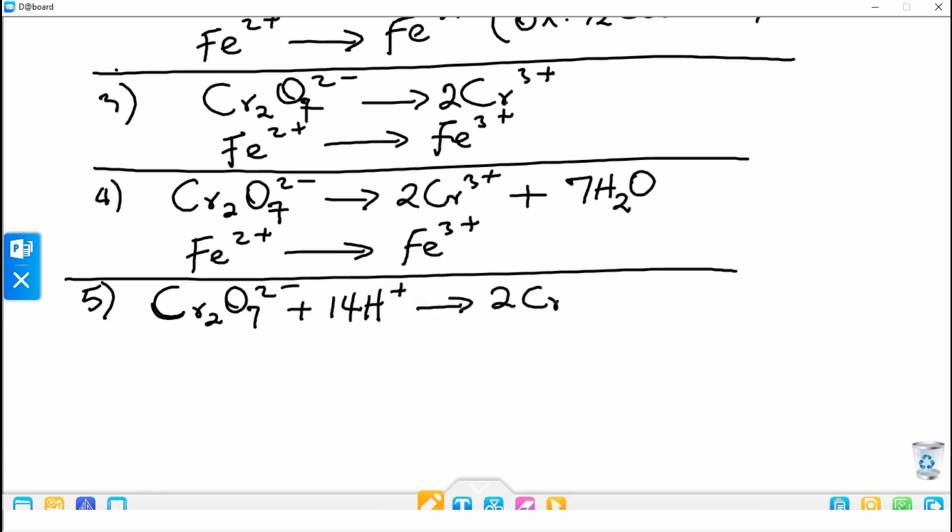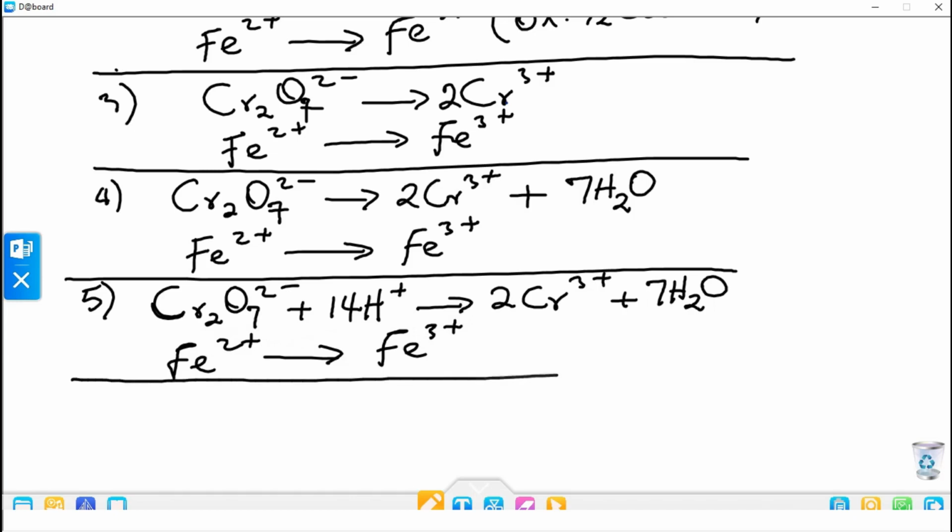We simply write our chromium 3 and 7 molecules of water. So our iron 2 to iron 3 remains the same. So step 5 is done. Our next step is step 6.